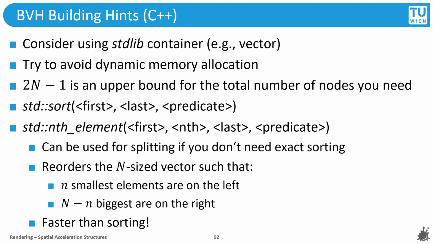Also note that there's already a sorting function available in the standard library, which allows you to define a first and last position in between which sorting should happen, and also a predicate according to which the entries should be sorted. There's also a special function called nth element, and that allows you to perform, for instance, something like the object median split that we saw before based on a particular predicate without performing a full sort of the entries in your container. And that gives you an additional performance benefit.